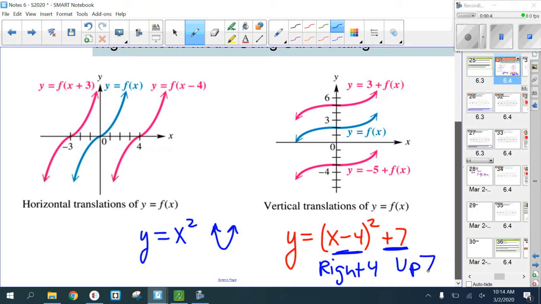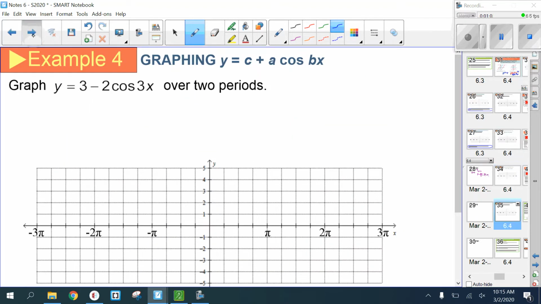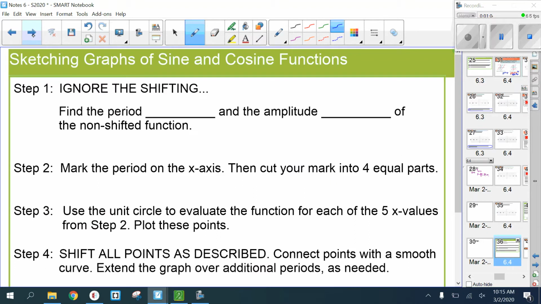It was still the same shape. It was still that same parabola shape. We just shifted the whole graph, the whole curve, right 4 and up 7. We're going to do the same thing, but now we're going to be dealing with sines and cosines. So I'm going to skip a few slides and go get the directions. So skip forward about 4 or 5 slides.